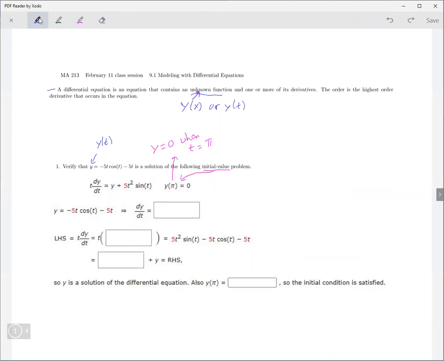And so now let's get into the exercises. Verify that this function, y equals negative 5t cosine t minus 5t, is a solution of the following initial value problem. Essentially that means if you plug this function in here, and then plug its derivative into here, both sides of the equation are equal to each other. So that's what we're after.